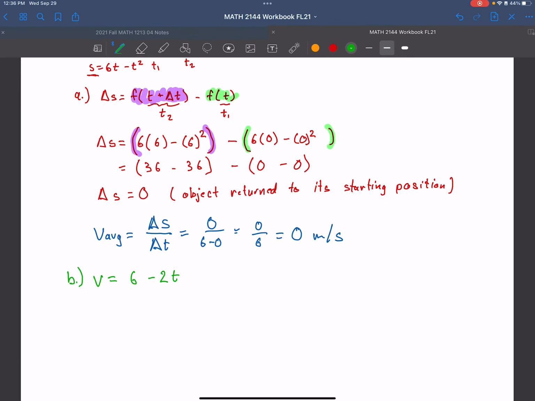Okay. So if we consider 6 minus 2t right here, this is your velocity. And to figure out what it is at the endpoints, it's just going to be 6 minus 2 times 0, which is 6 meters per second. And velocity at 6 is 6 minus 2 times 6, which is going to be 6 minus 12, or minus 6 meters per second.